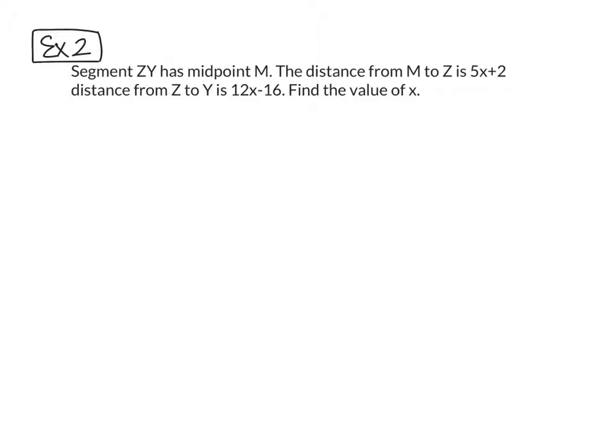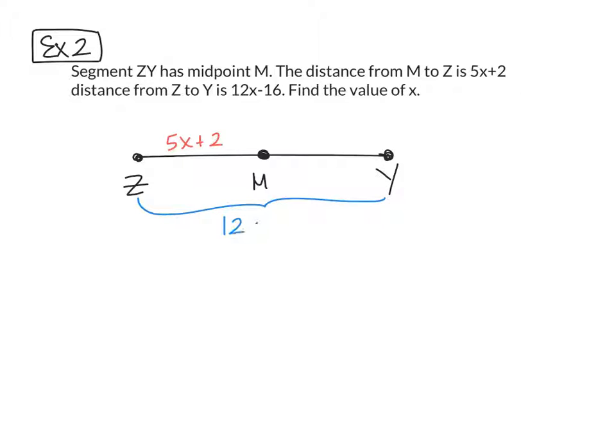So this says there's a segment ZY. So I'm going to draw a segment ZY. And it has a midpoint M. Now remember, that means that M is perfectly in the middle of those two points on this segment. It says the distance from M to Z is 5x plus 2. And the distance from Y to Z, so that's this whole thing, is 12x minus 16.